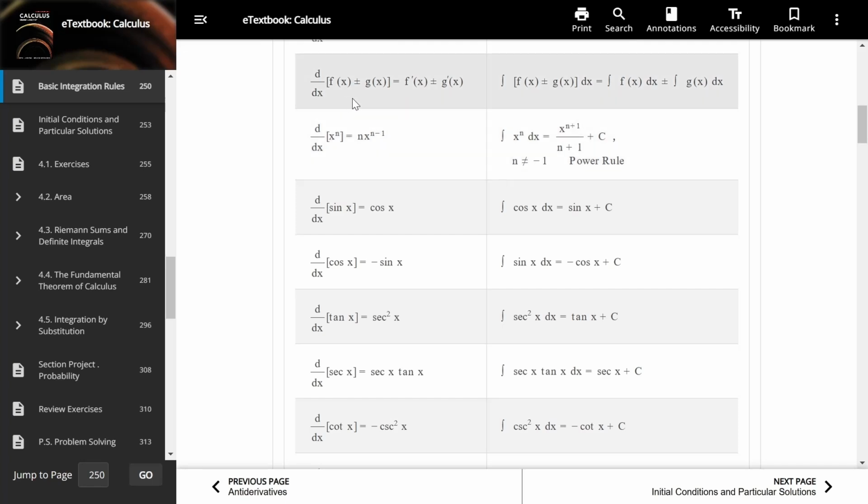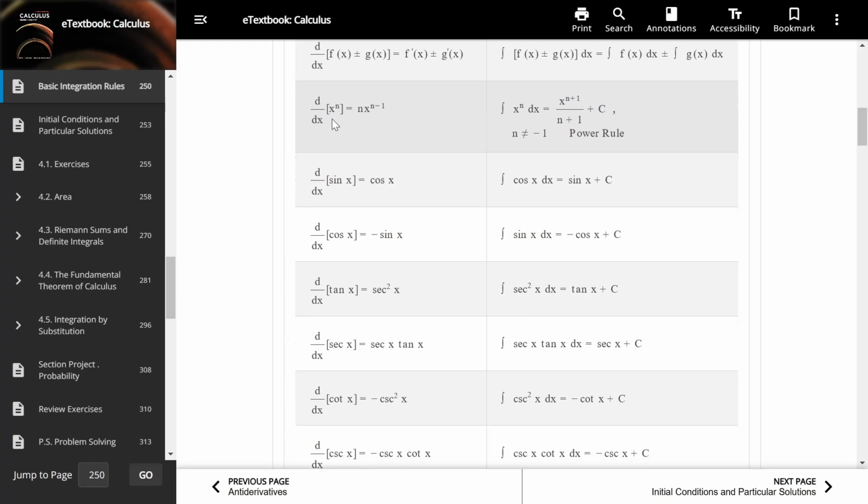The sum of two functions in a derivative, let's say the derivative of f of x plus g of x, will be f prime of x plus or minus g prime of x, and that will be the same in the case of integrals, because the integral of f of x plus g of x will just be the integral of f of x plus the integral of g of x.